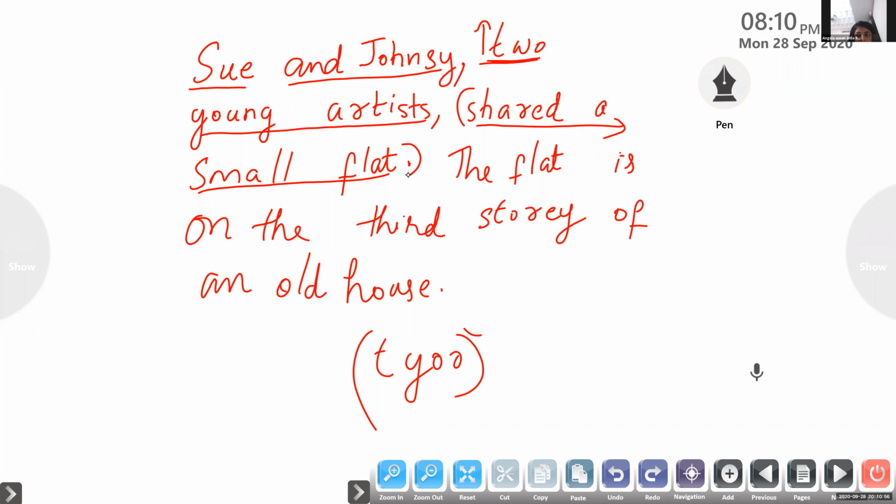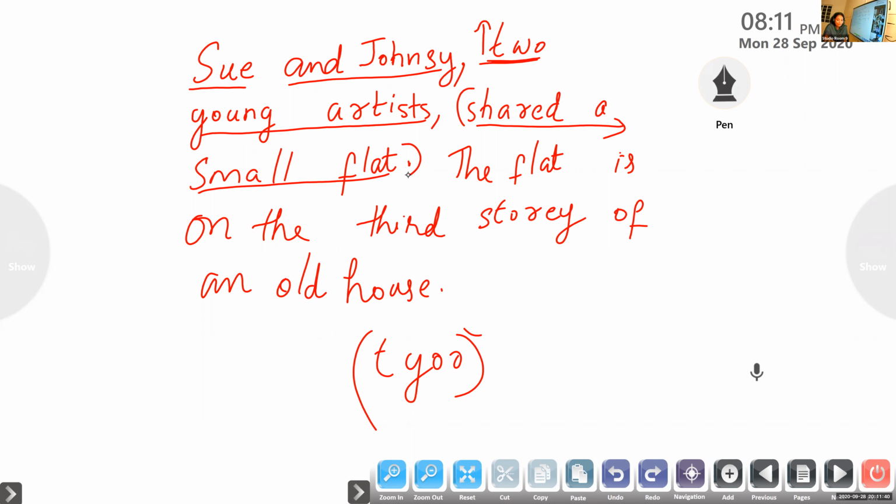Eva. Shared a small flat. It's okay. I'll come back to you. Don't worry. Isha. Shared a small flat. Okay. Roshan. Shared a small flat. No gaps, ma'am. Say it without gap. Shared a small flat. Okay. Nabil. Shared a small flat.